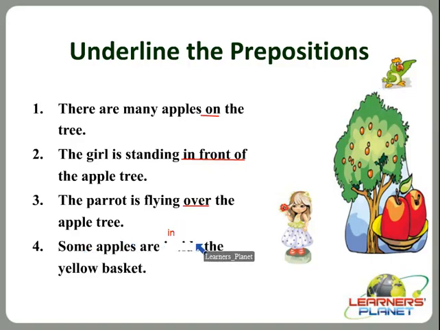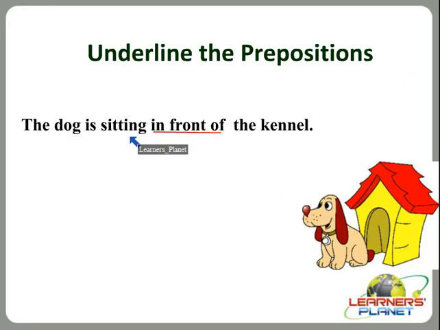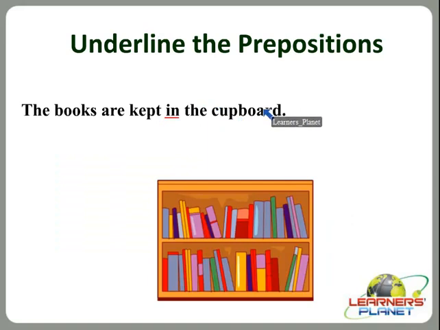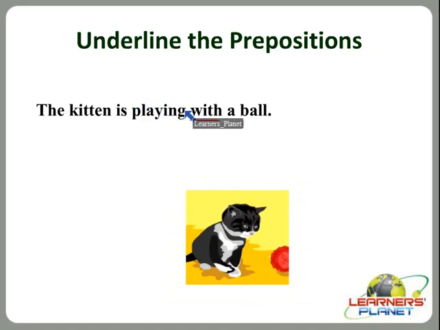Some apples are in the yellow basket. So the preposition is in. The dog is sitting in front of the kennel. The lake is near the road. So near becomes a preposition. The books are kept in the cupboard. In is the preposition. The kitten is playing with a ball.